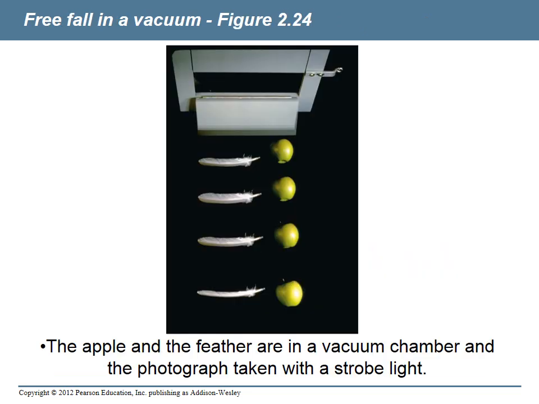A more up-to-date way to look at this, instead of dropping things from the Leaning Tower of Pisa, is that we have an apple and a feather that are dropped from a hole in the ceiling here, and they're dropping in a vacuum, so there's no air in here, and obviously no air resistance. The picture is taken with a strobe light so that we can take images very quickly while they fall. You can see that they fall at exactly the same rate. The apple's not actually falling any faster than the feather.